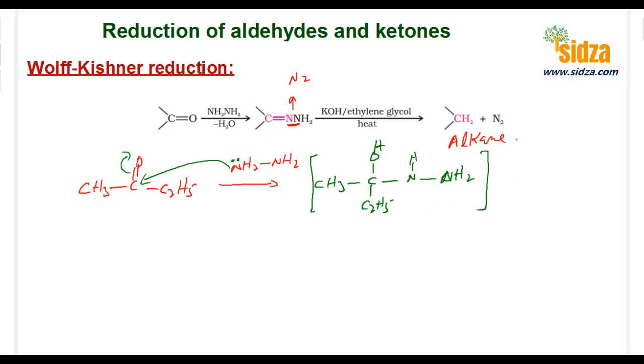Now there is a loss of water. The OH and the H are lost, and you get a carbon-nitrogen double bond. So you get CH3, then a carbon attached to C2H5, with a double bond to nitrogen, and then N and NH2. This is the product you get when you react the ketone with hydrazine.